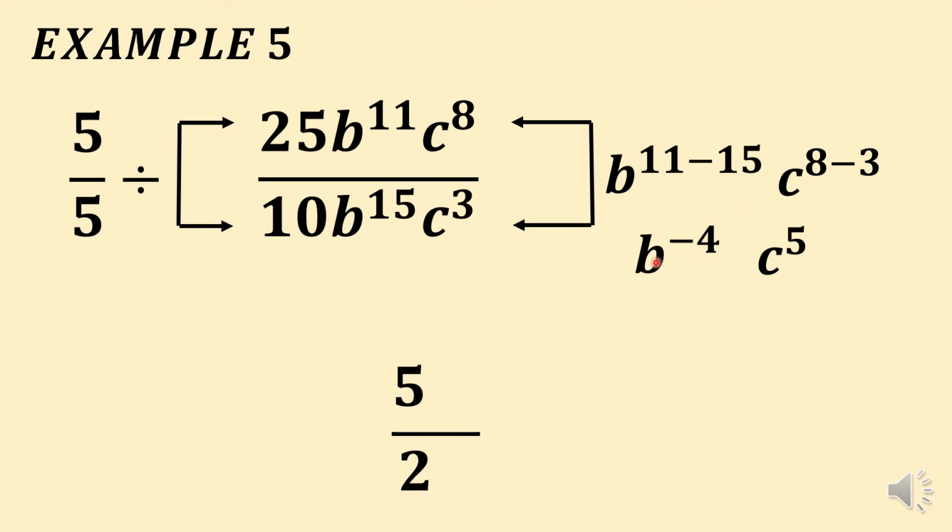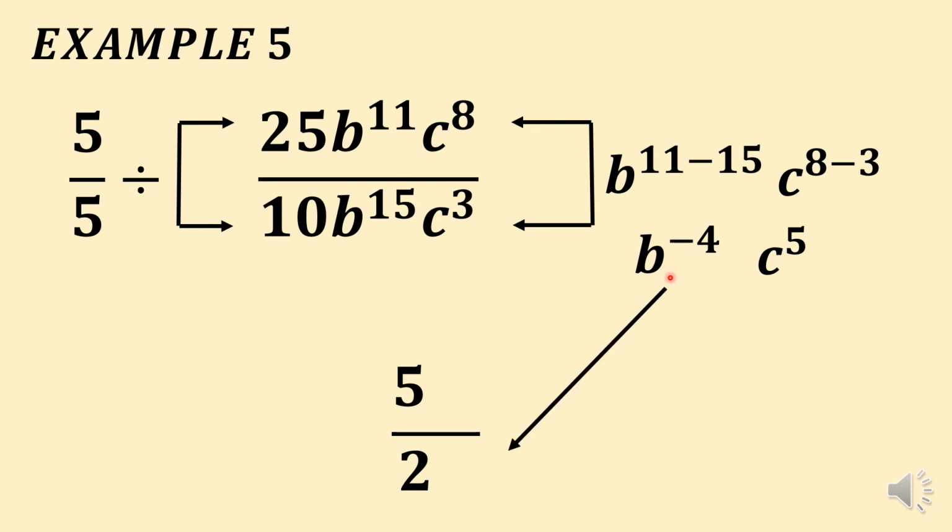So to make it positive, you have b raised to negative 4. So that becomes now 1 over b raised to positive 4. So magiging nasa denominator na siya to make it positive. So again, b raised to negative 4 becomes now 1 over b raised to positive 4. And that is to multiply, or if we're going to multiply dito sa ating sagot na 5 over 2 times 1 over b raised to positive 4.